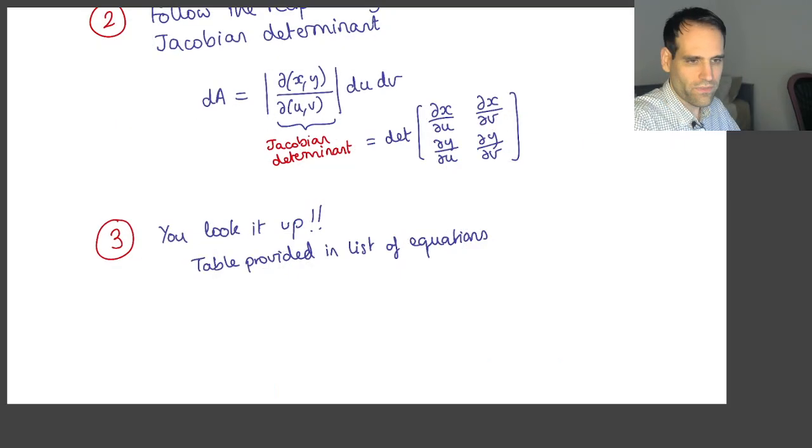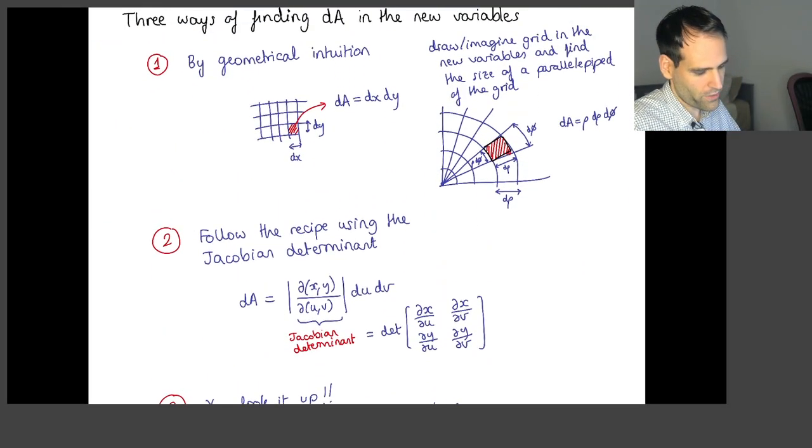So that's all. Let's see examples of the 3 ways of doing this.